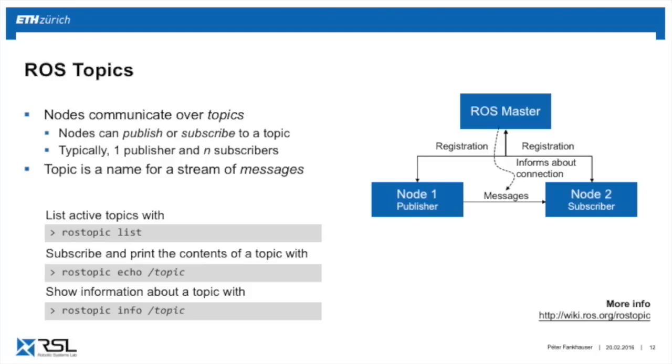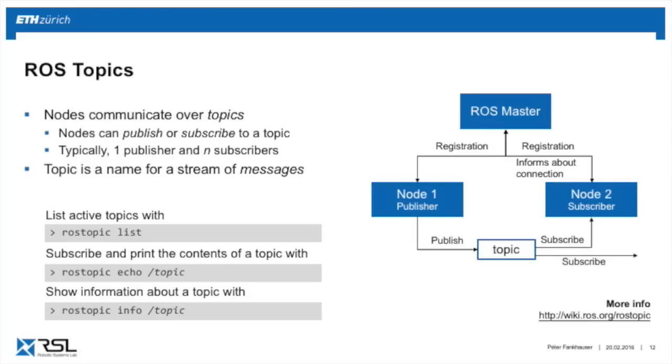How do nodes communicate with each other? They do it through ROS topics. So one node can publish and subscribe to a topic. Essentially, a topic is a stream of messages that are transferred between the nodes. So in this example, once nodes 1 and 2 have registered with the ROS master, node 1 can tell, okay, I'm a publisher on this topic, and ROS node 2 can subscribe to this topic. So the message flows from the publisher to the subscriber. And the ROS master makes sure to inform about this connection.